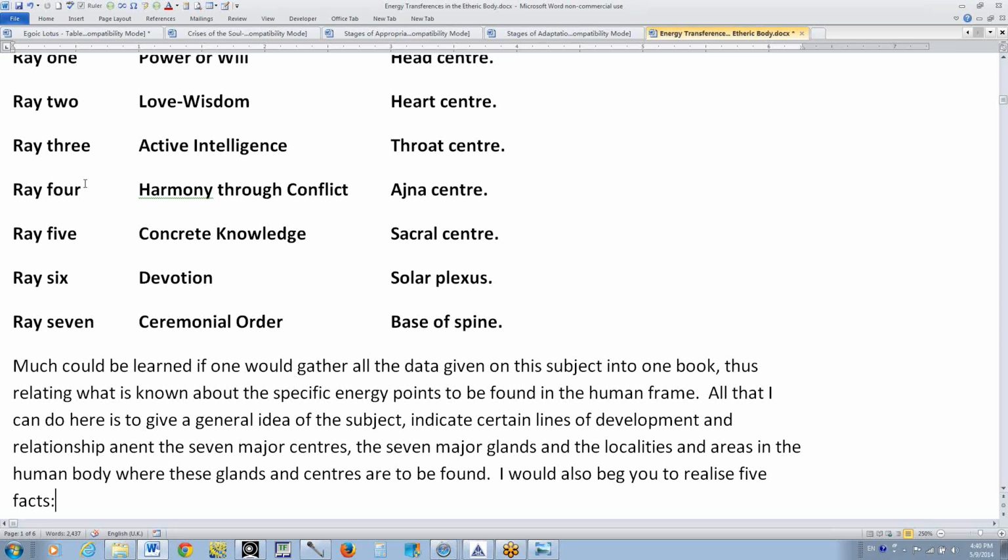Thus, relating what is known about the specific energy points to be found in the human frame. All that I can do here is to give a general idea of the subject, indicating certain lines of development and relationship, and then the 7 major centers, the 7 major glands. A lot of that is done in esoteric healing, and the localities and areas in the human body where these glands and centers are to be found. I would also beg you to realize 5 facts.